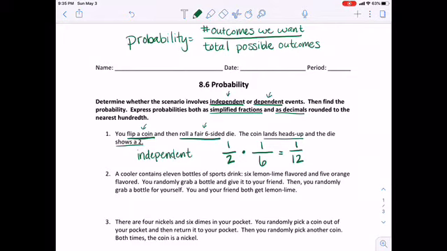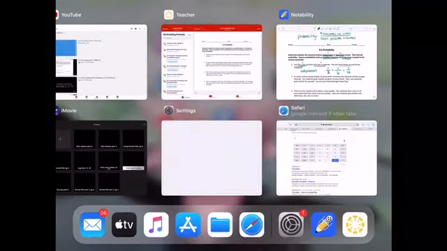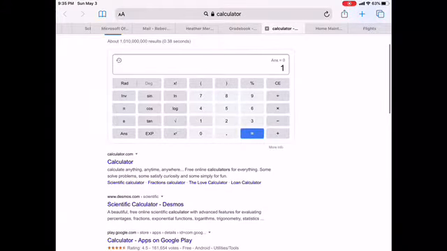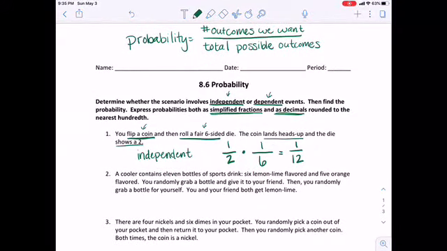But remember, we want our answer written as both a fraction and a decimal. So I know that the fraction is 1/12. To get the decimal, I'm going to just type 1 divided by 12 into my calculator, and I get 0.08 if I round to the nearest hundredth. So I'm going to say this probability is either 1/12 or 0.08. And there's my probability written as both a fraction and a decimal.